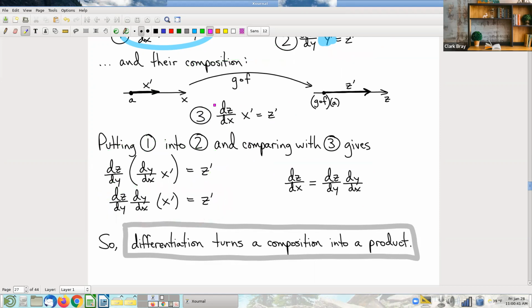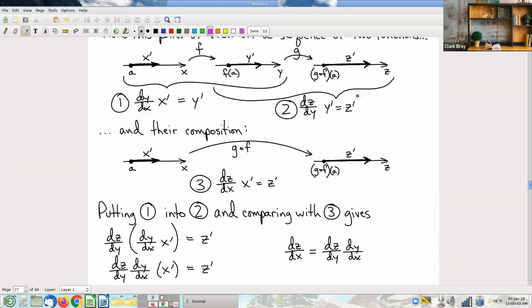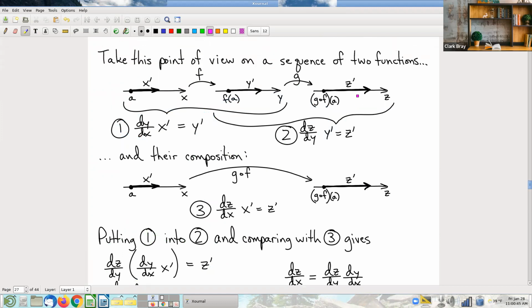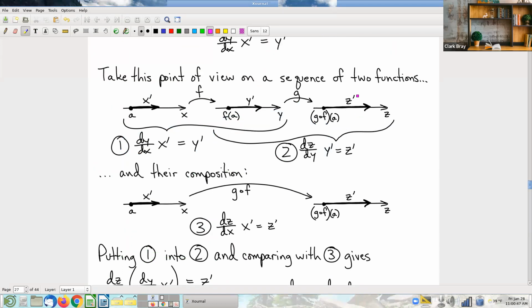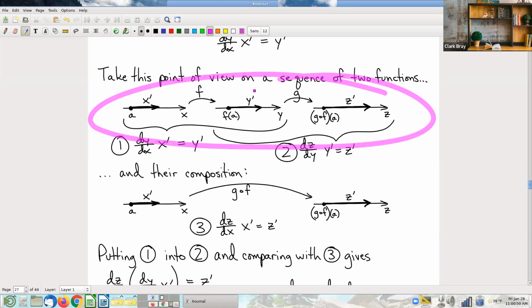Okay. Here's another way to think about this. Just kind of an intuitive way to think about it. If you look up here, what turns the x prime into the z prime? Well, in this step, the thing that you multiply by is the derivative of that function. And then after that, you then multiply by a derivative of a different function. So one step at a time, you're successively multiplying, and therefore you're multiplying by a product.